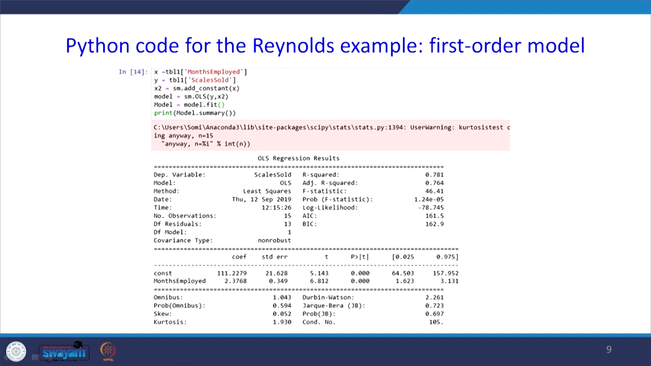So, I got this one. How to interpret this? Look at this constant: y equal to the constant plus 2.37 times months employed.